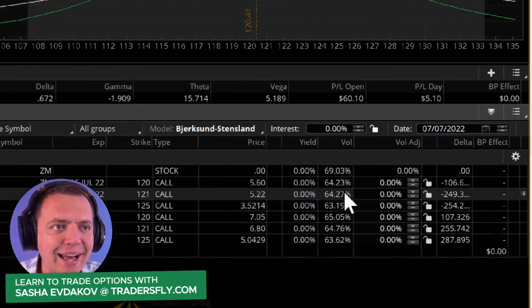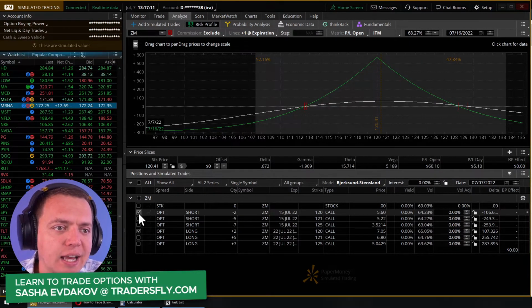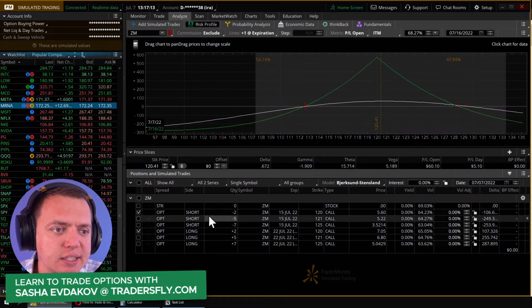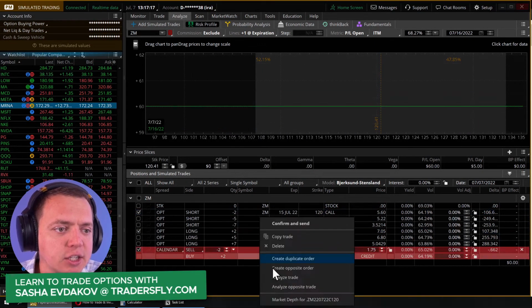So that's the way a calendar spread works and functions. Now, as you do these calendar spreads, you could set these up to be more bullish. You could set them up to be more bearish. So let's take a look at what that looks like.